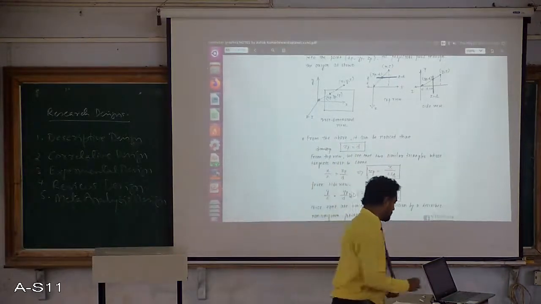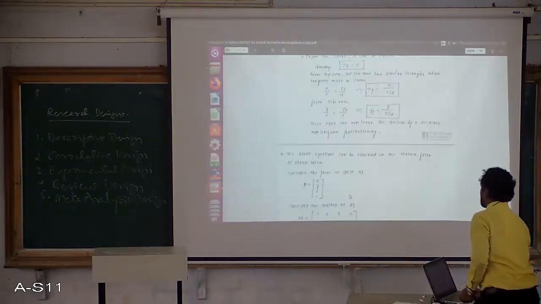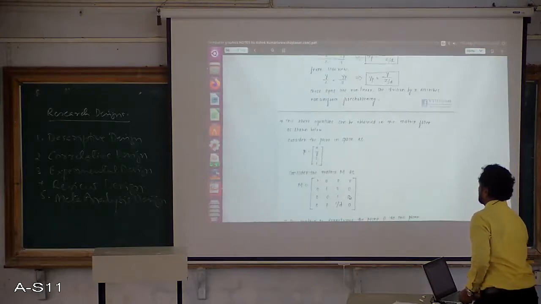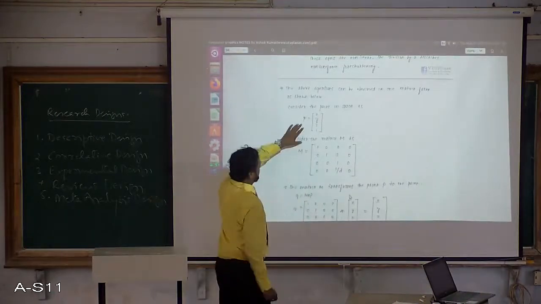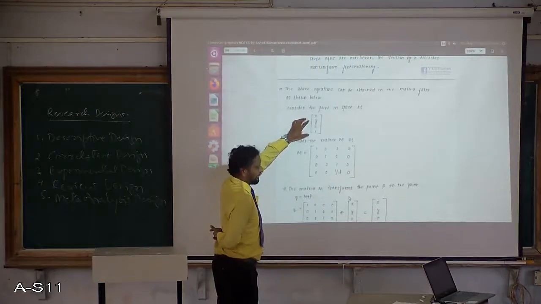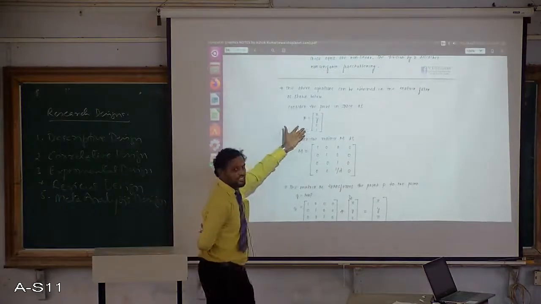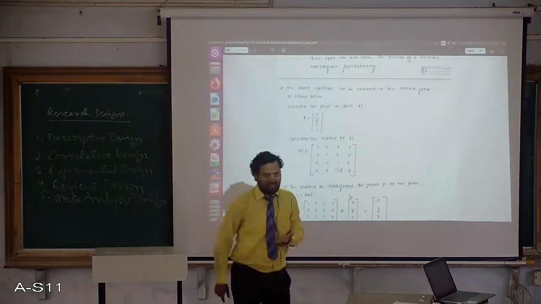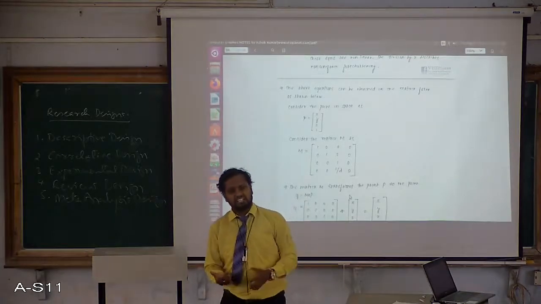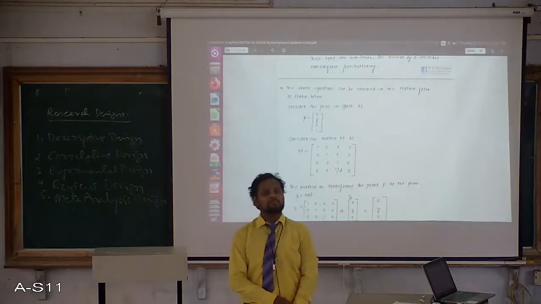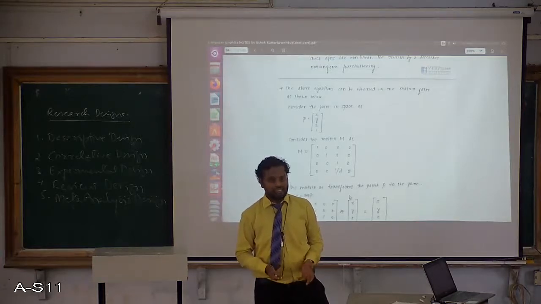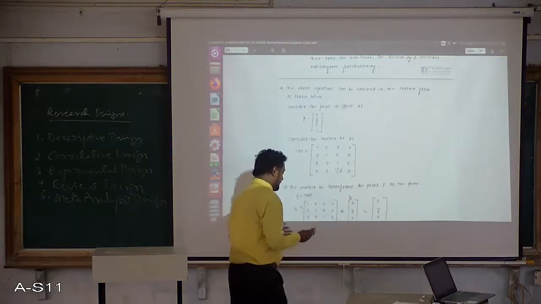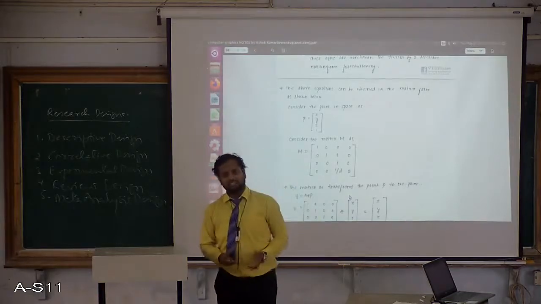Next. Now I consider point P, a point in space, as x, y, z and 1. It is written in matrix form because you know in computer graphics, any transformations which are carried out are in terms of matrices itself. So they will be multiplied, and ultimately the result will be in matrices. So those are the points or pixels.